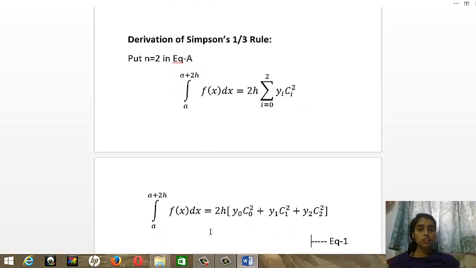Now, derivation of Simpson's one-third rule. To derive Simpson's one-third rule, we put n equals 2 in equation A. So the equation will become integration of f(x) dx from a to a plus 2h, that is b, where b equals a plus nh. On putting n equals 2, we get b equals a plus 2h. So the equation will be integration of f(x) dx from a to a plus 2h equals 2h summation of y_i C_i^2 from i equals 0 to 2.